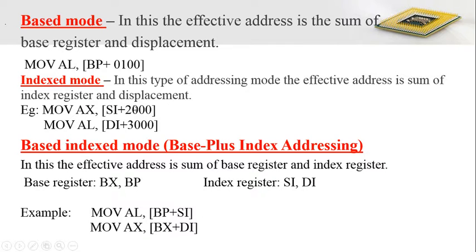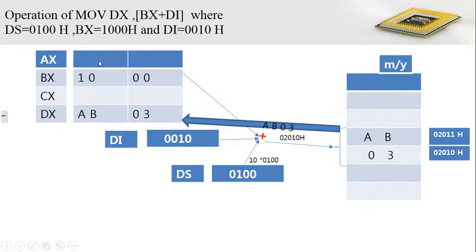and a displacement value. Okay, and in based indexed mode or base plus index mode, the instruction looks like this, that is the displacement or the offset value is represented in the instruction as a content of some base register plus some index register, like this. Okay, so consider one example. Operation is MOV DX, content of BX plus DI. How can we calculate the exact physical address using this information?